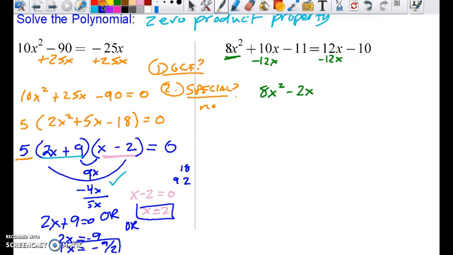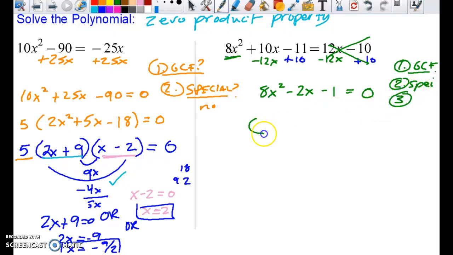And then I'm going to add 10 to both sides. So then you'll be left with negative 11 plus 10, which is minus 1, equals, and then the right side, all this stuff's going to go away and equal 0. Now again, go through the greatest common factor algorithm. So GCF in this one? Nope. 8, 2, and 1. How about special case? 8's not a perfect square, so no special. So then I go straight to 3, which is just factor as normal.